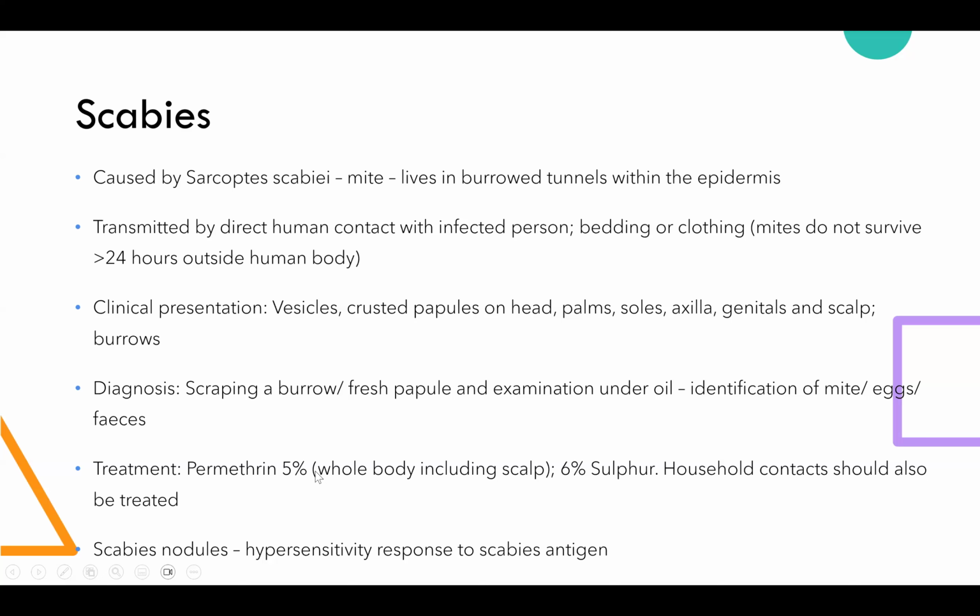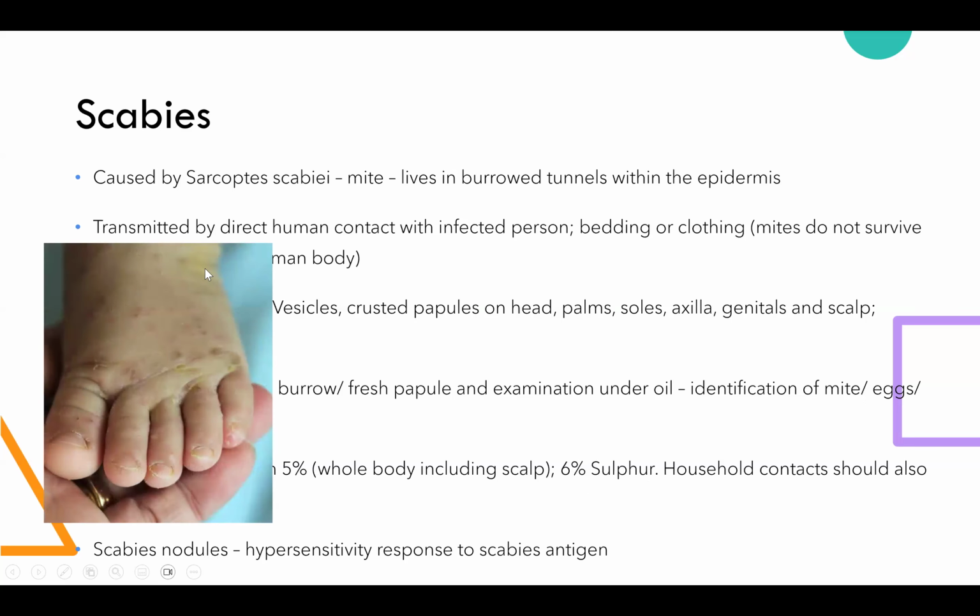Treatment is permethrin 5% to the whole body, including the scalp, which is used off-label in a newborn baby, but it is widely used. The drug of choice in a neonate is 6% colloidal sulfur. Household contacts should also be treated. Scabies nodules, which are due to a hypersensitivity response to scabies antigen, can be present even after successful treatment of scabies. It will resolve in weeks to months.